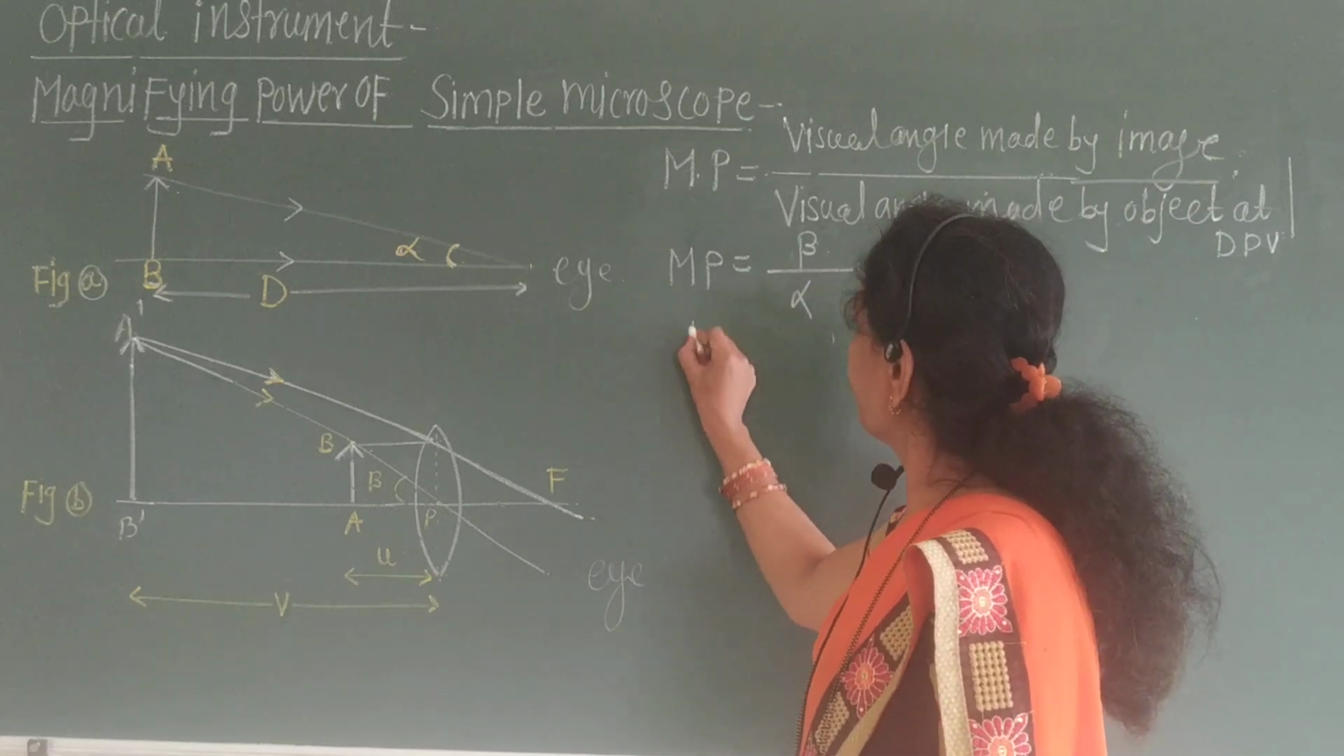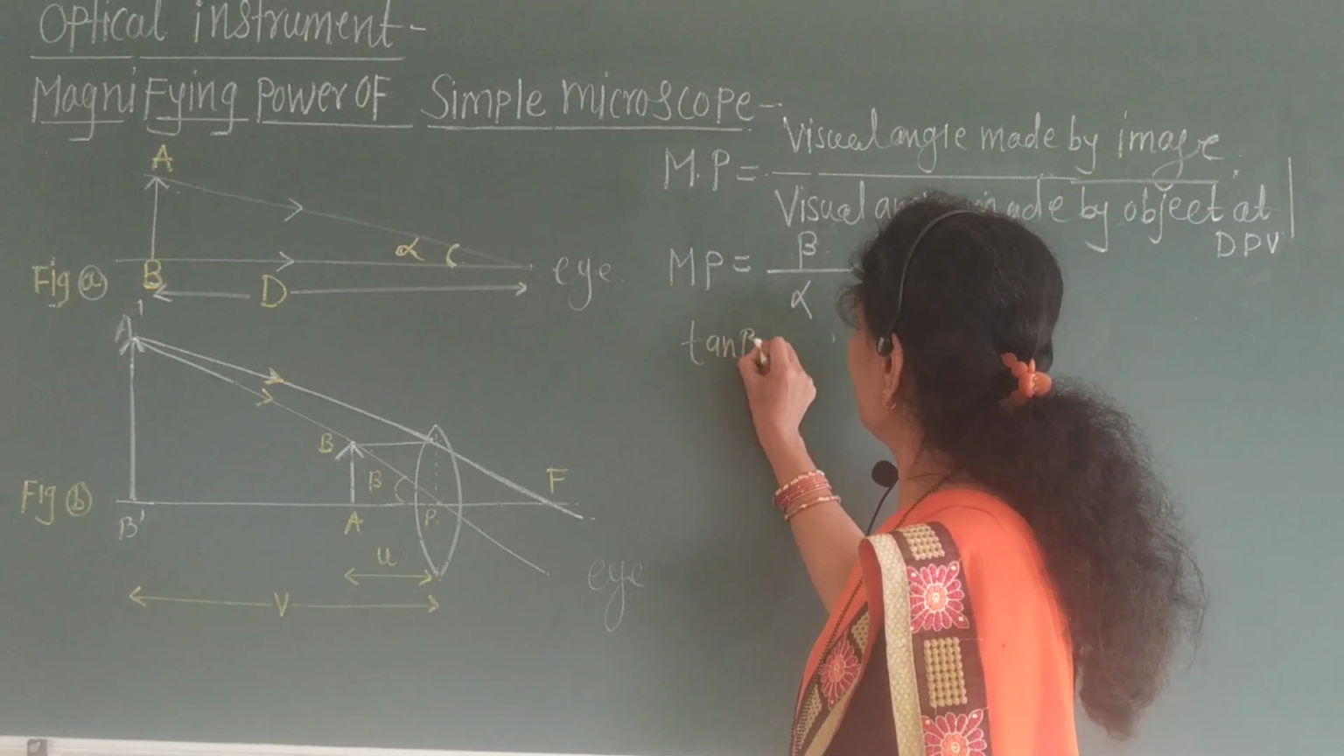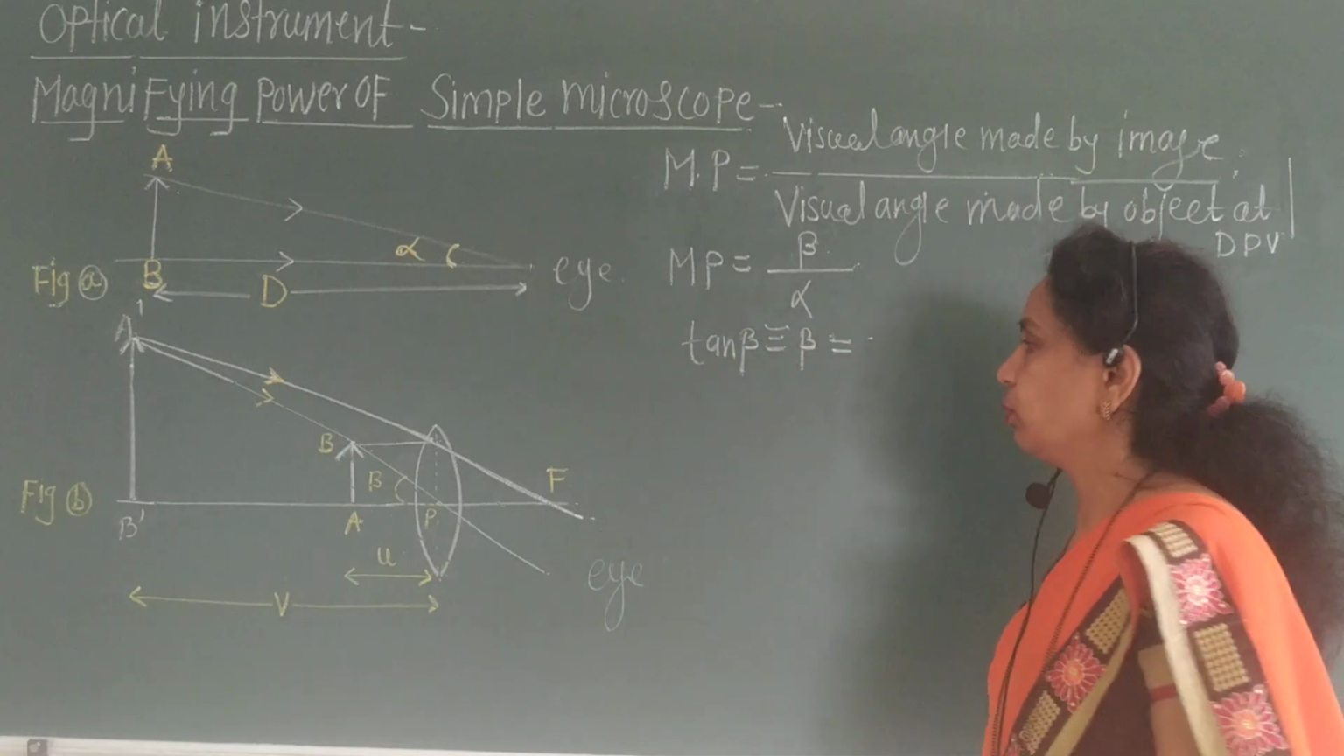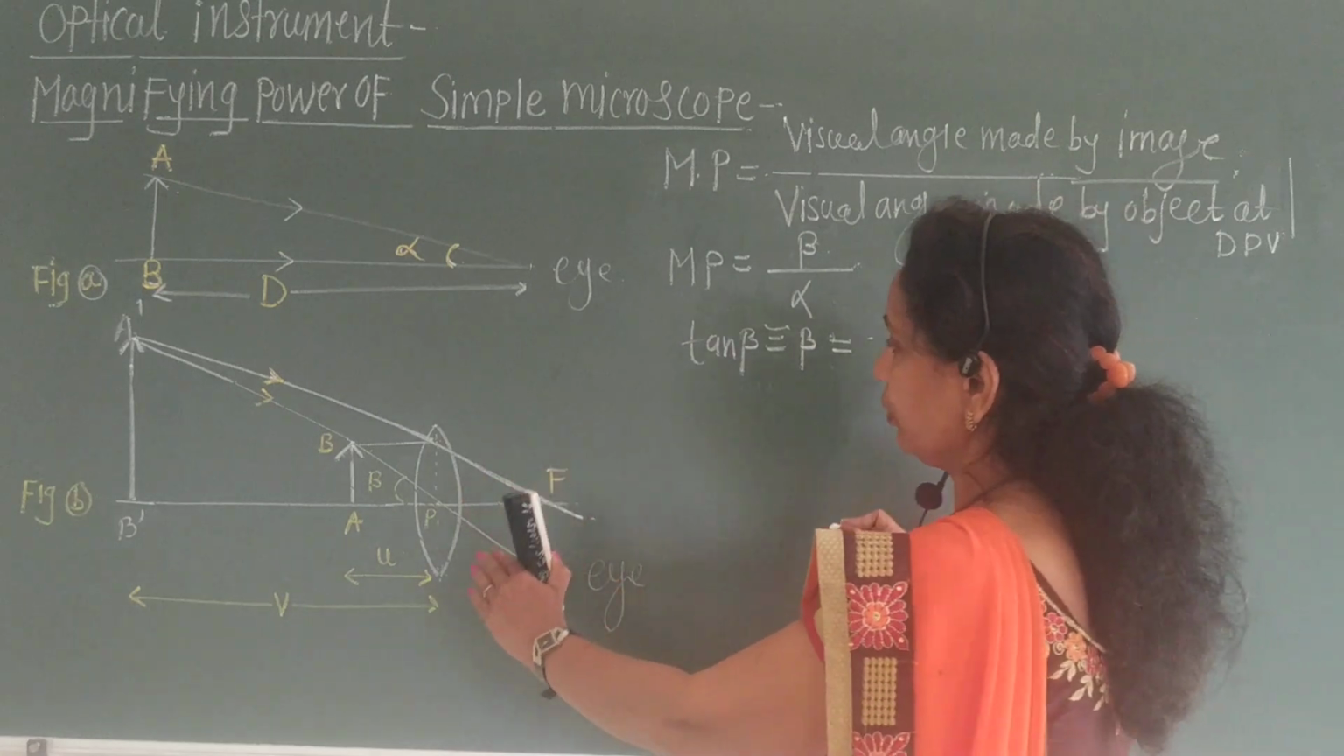From the figure, what is the value of tan beta? Tan beta is nearly equal to beta, and which is equal to the S. What is this?